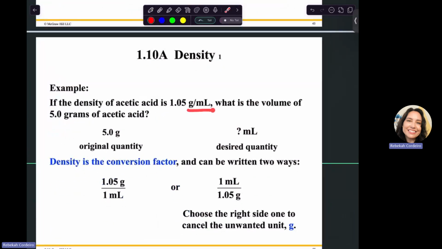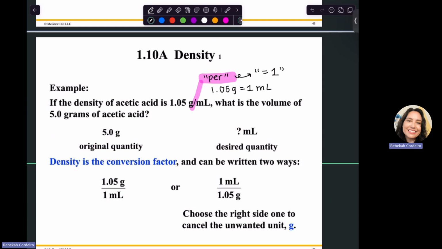So if I give you a density of 1.05 gram per milliliter, anytime you see this slash or you would read the word per out loud, I want you to think about it as really saying equals 1. So let's kind of restate this. 1.05 grams per milliliter. Let's write it as 1.05 grams. Instead of saying per, let's say equals 1 milliliter. Now you've got yourself a conversion factor between grams and milliliters.